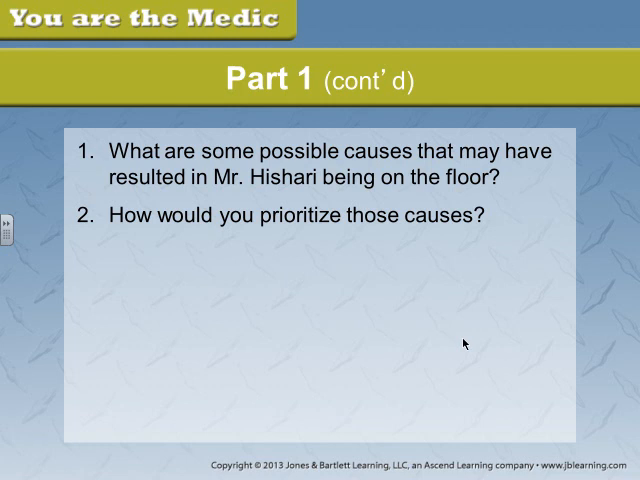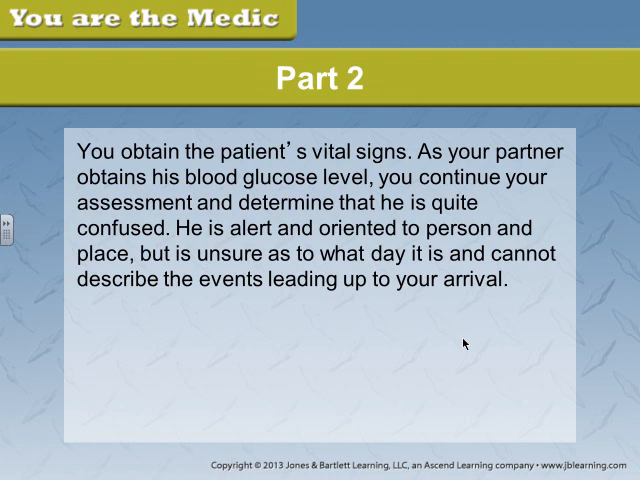How would you prioritize these causes? So the causes that we've thought about, what are we thinking? What's the action we need to be taking? All right, vital signs and sugar first. So we definitely want to keep in the back of our mind worst case scenario, right? But we get to that by eliminating what? Other possible factors. You obtain the patient's vital signs.